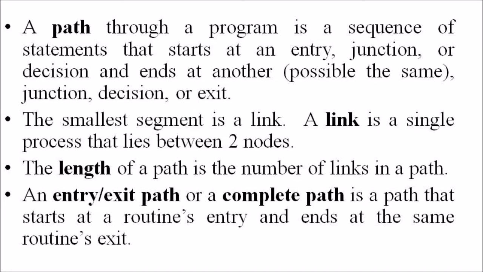So the second term is the link. As mentioned, the link is a single process that lies between two different nodes. And the third one is the length. The length of a path is the number of links in the path. And another term is an entry path or a complete path. An entry path or a complete path is a path that starts at a routine entry and ends at the same routine's exit. So these are the different terms that should be known in a path predicate association.